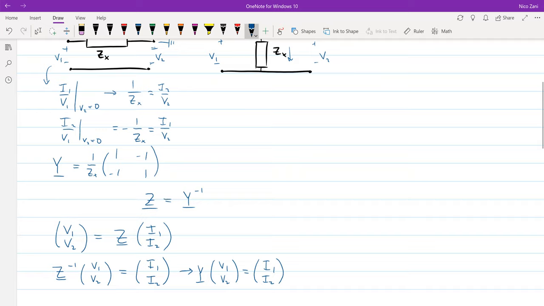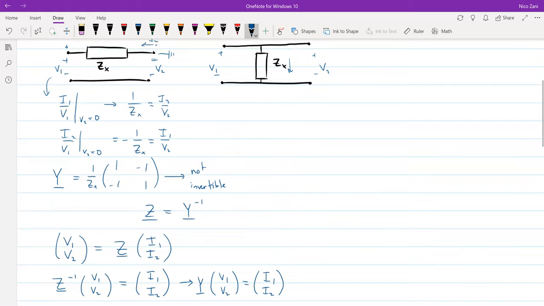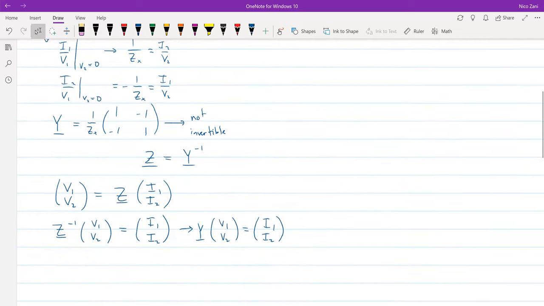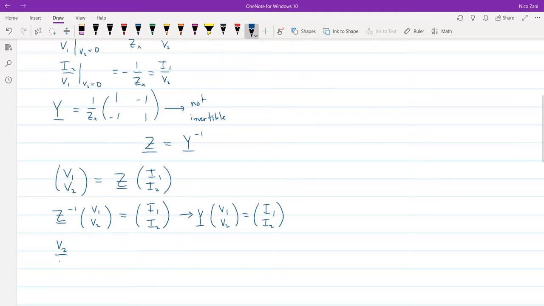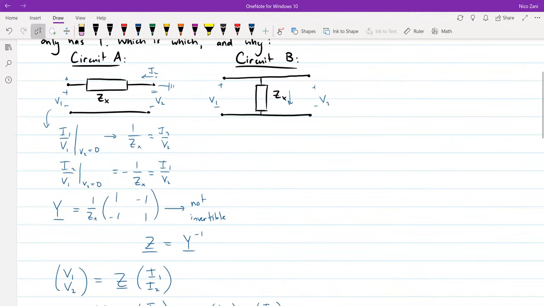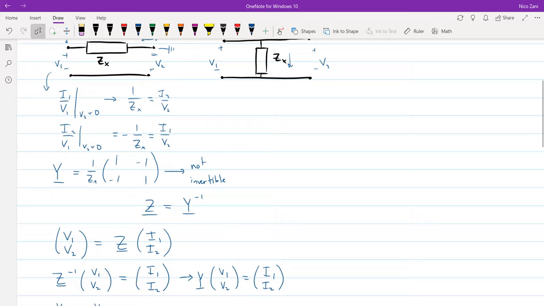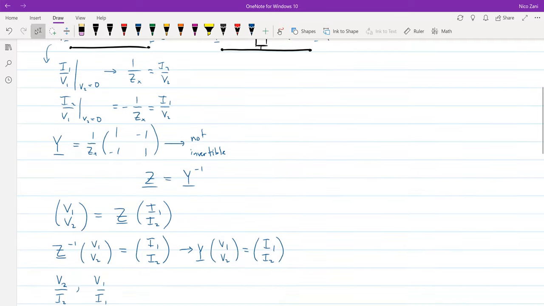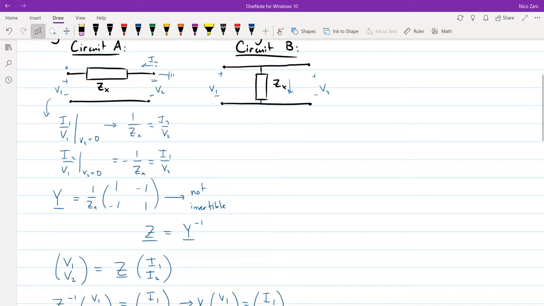So the fact that this matrix right here is not invertible means that we can't find Z parameters for this circuit. Now, what is that actually telling us about the circuit is the question. It's telling us something about the relationship between, for example, V2 over I2 or V1 over I1. And what it's telling us is that the currents and the voltages aren't related like we normally think that they are.